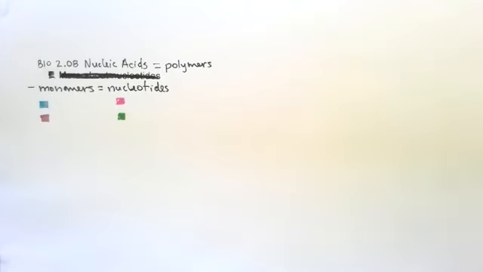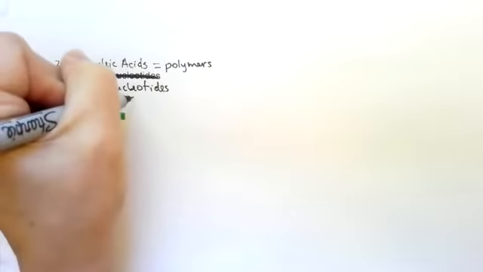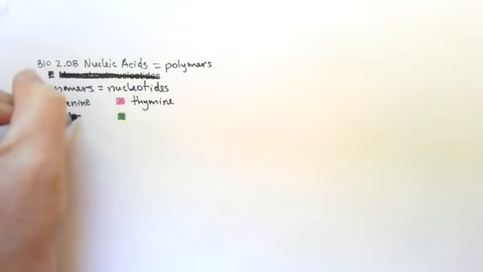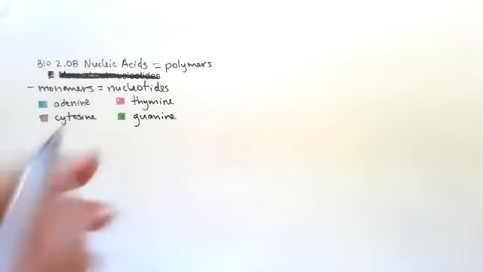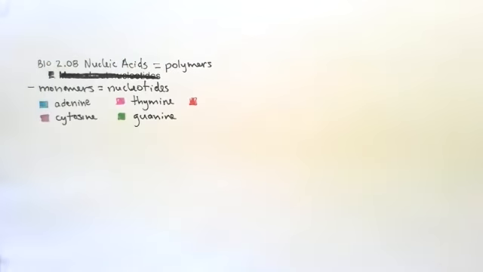And we said there's a specific way that these nucleotides go together. So let's make blue adenine. Let's make pink thymine. Let's make purple cytosine. And let's make green guanine. And because it's kind of close to pink, I'm going to do the other one in red. Red and pink are kind of close. This guy is going to be uracil.